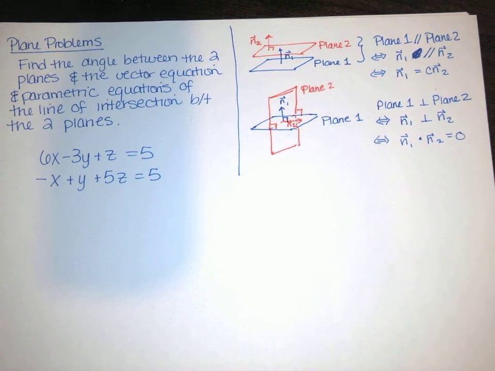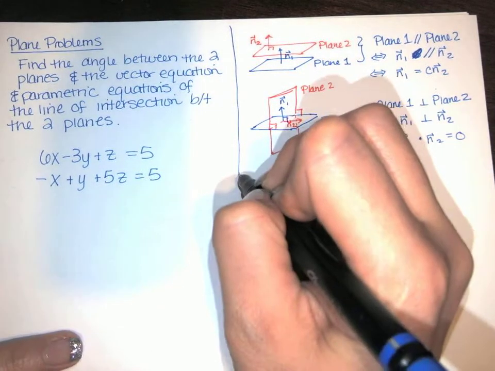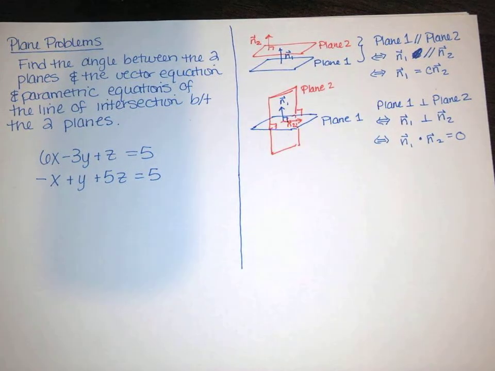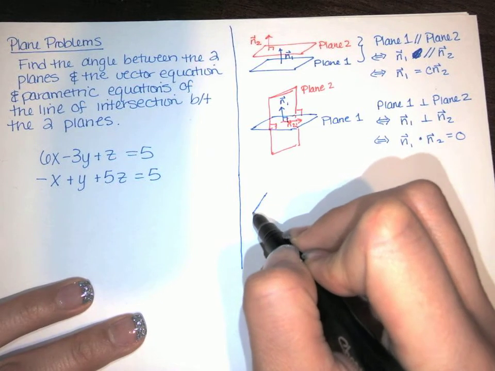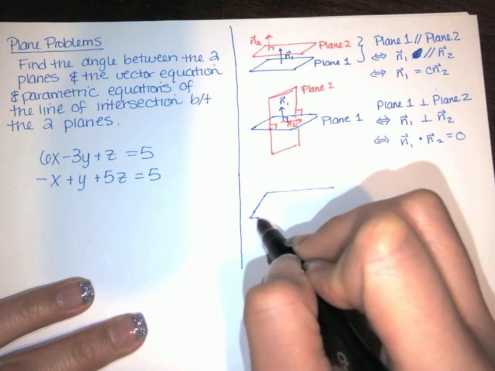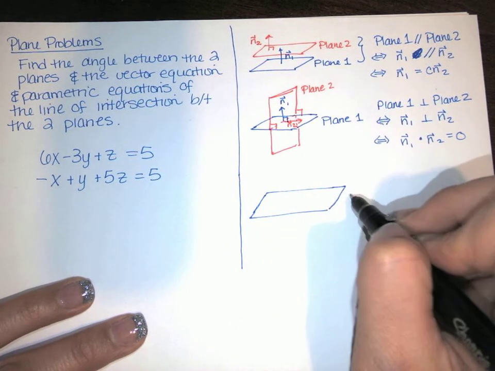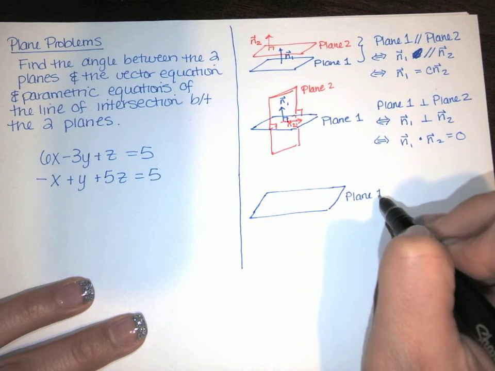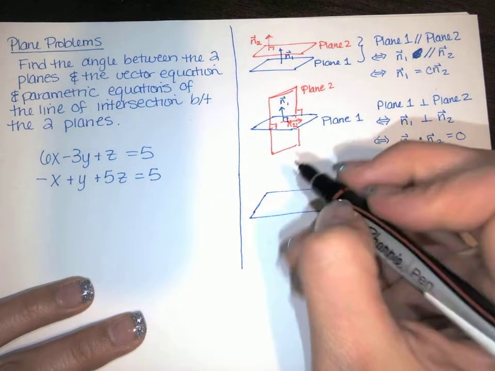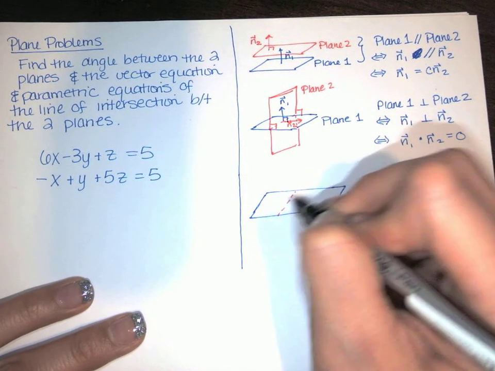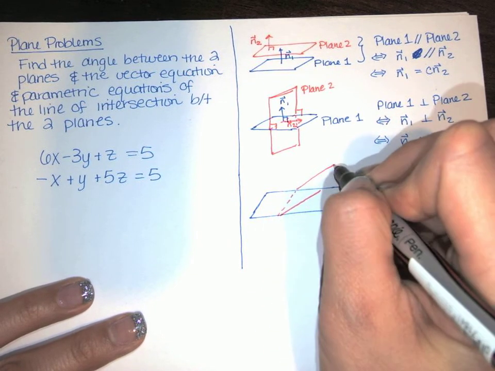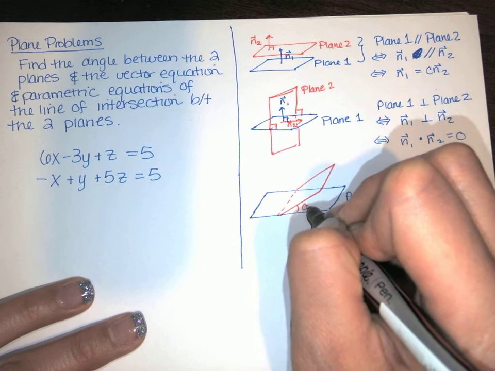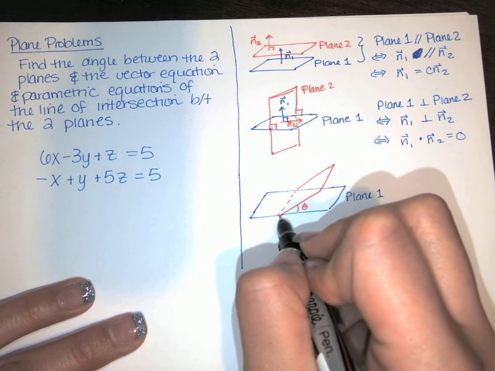Now at the end of the last video, I showed you how to find the equation of the angle between the two planes, and I think I made it slightly more complicated than it had to be, so I want to do that again here. Let's say this is plane 1 and this is plane 2. It's meeting at some angle. And that angle is theta with plane 1.